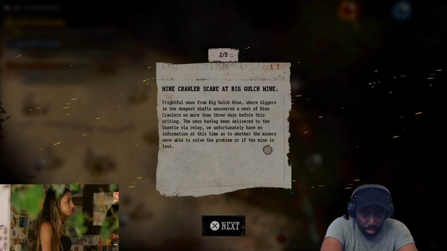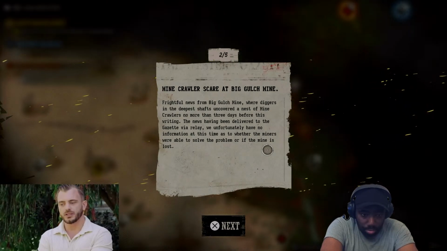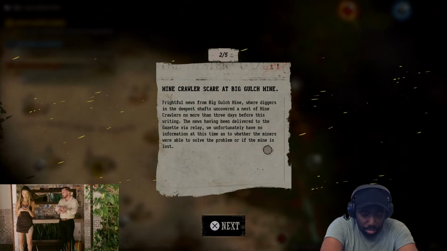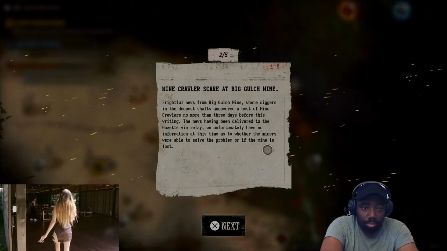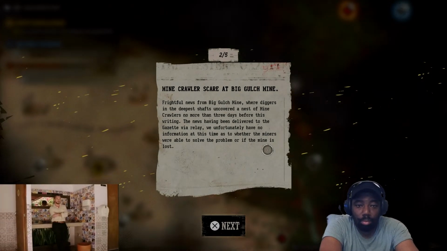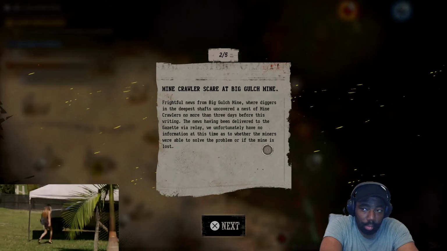Oftentimes I do feel that it is her way or the highway, and there's not as much compromise as I would like to see. And look, I'm a pleaser, and I want her to be happy. But I need to be happy as well.